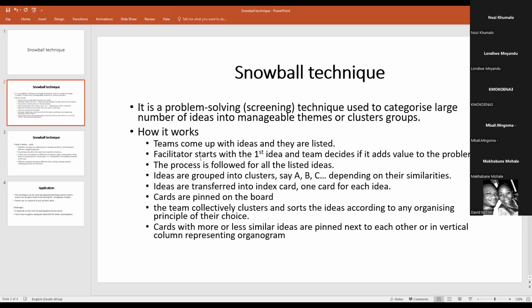This is how it works. The team comes up with ideas and they are listed. And then say the facilitator of the group starts with the first idea, and then the team decides if that idea adds value to the problem that they are trying to solve. The process is followed for all the listed ideas.